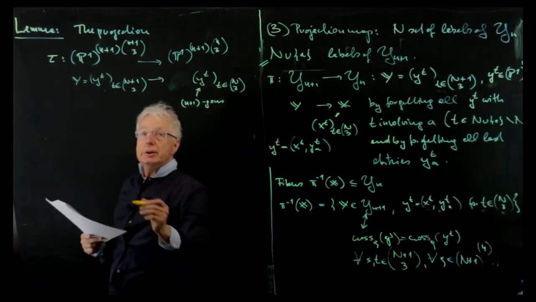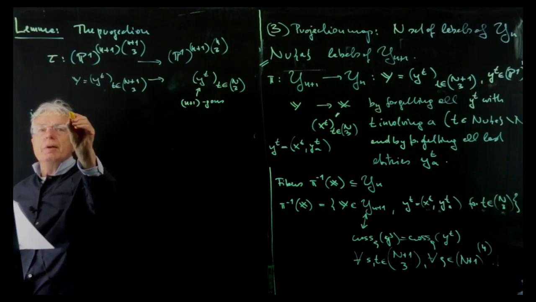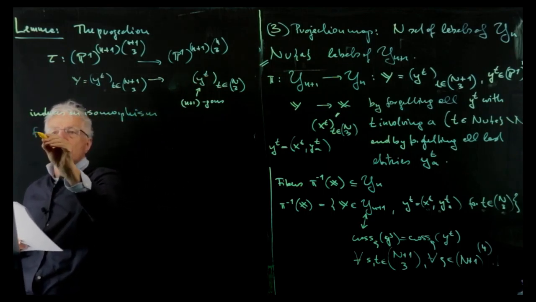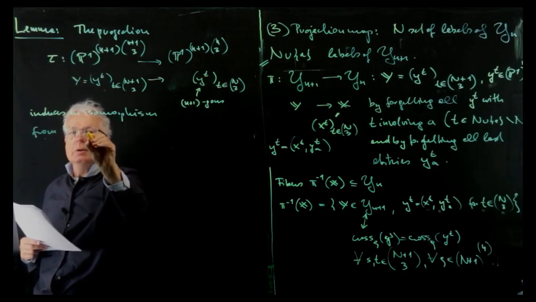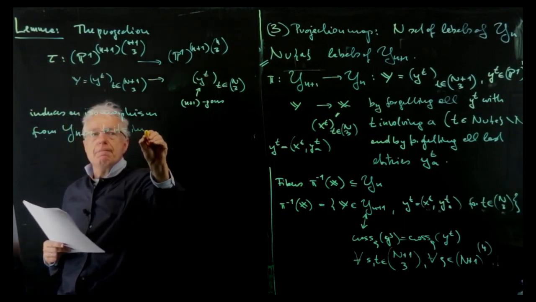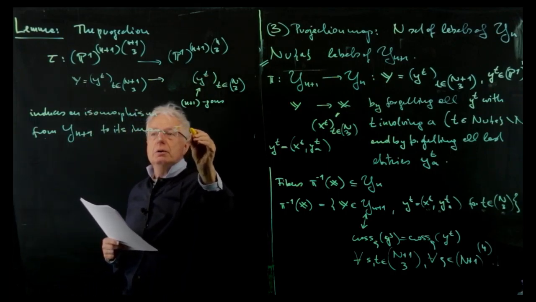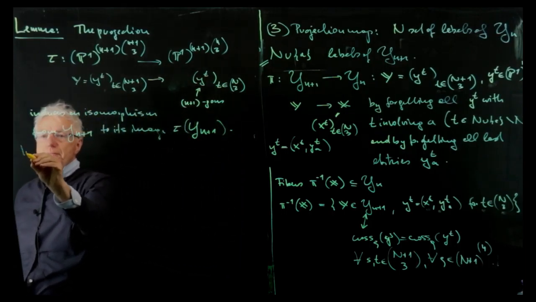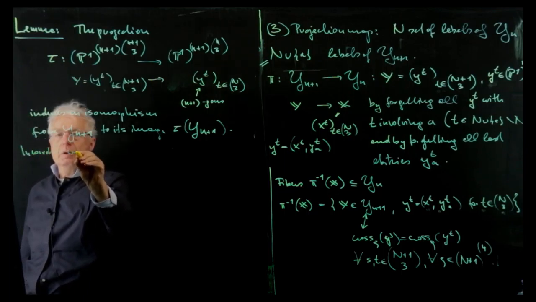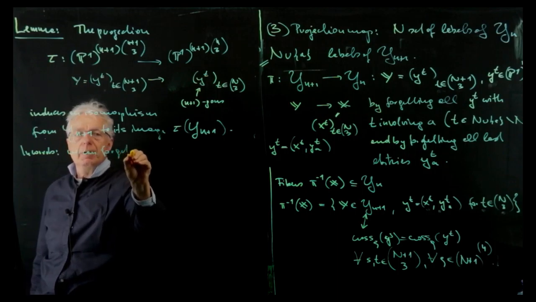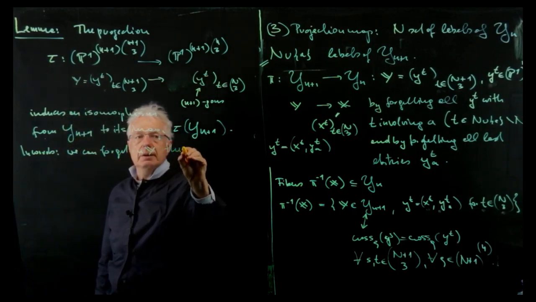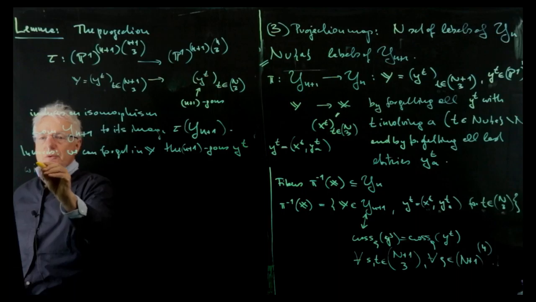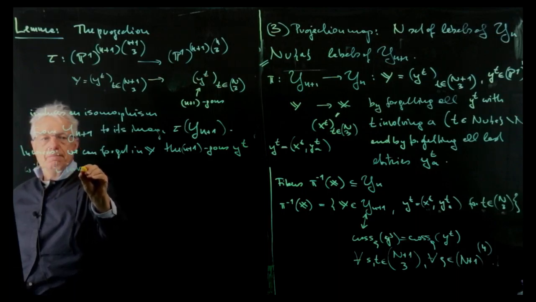The projection induces an isomorphism from y n plus 1 to its image tau y n plus 1. So in words, we can forget in y the n plus 1 gons yt with t involving a.